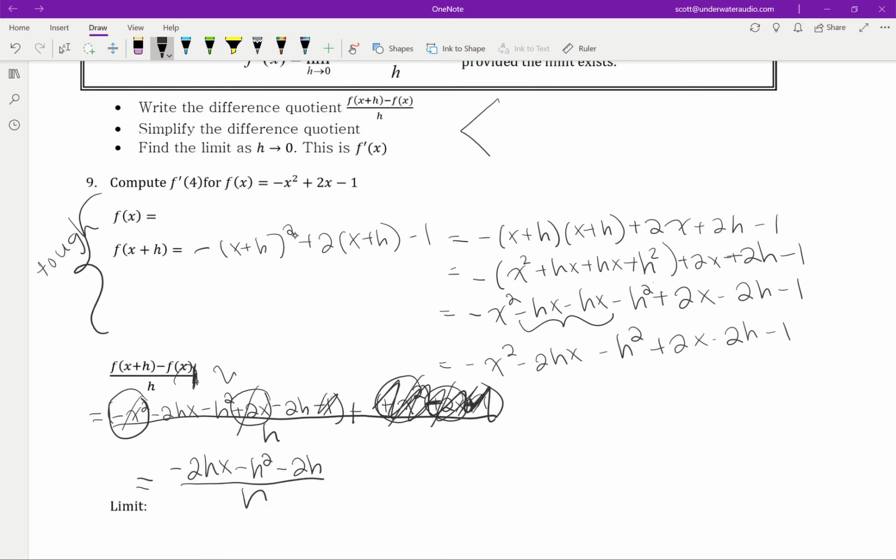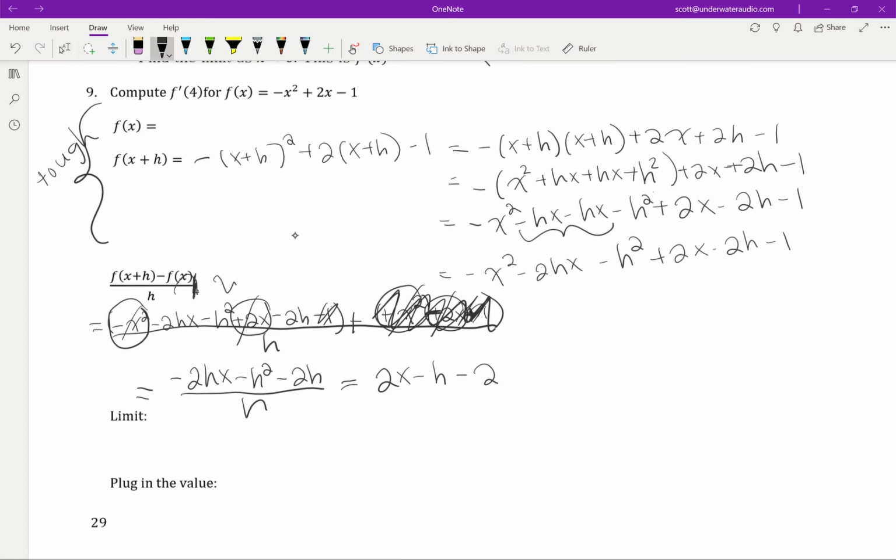Which is great because there's an h in every single term. There's one here, one here, here, and one here. Which means I can cancel one out from each term. That gives me 2x minus h minus 2.